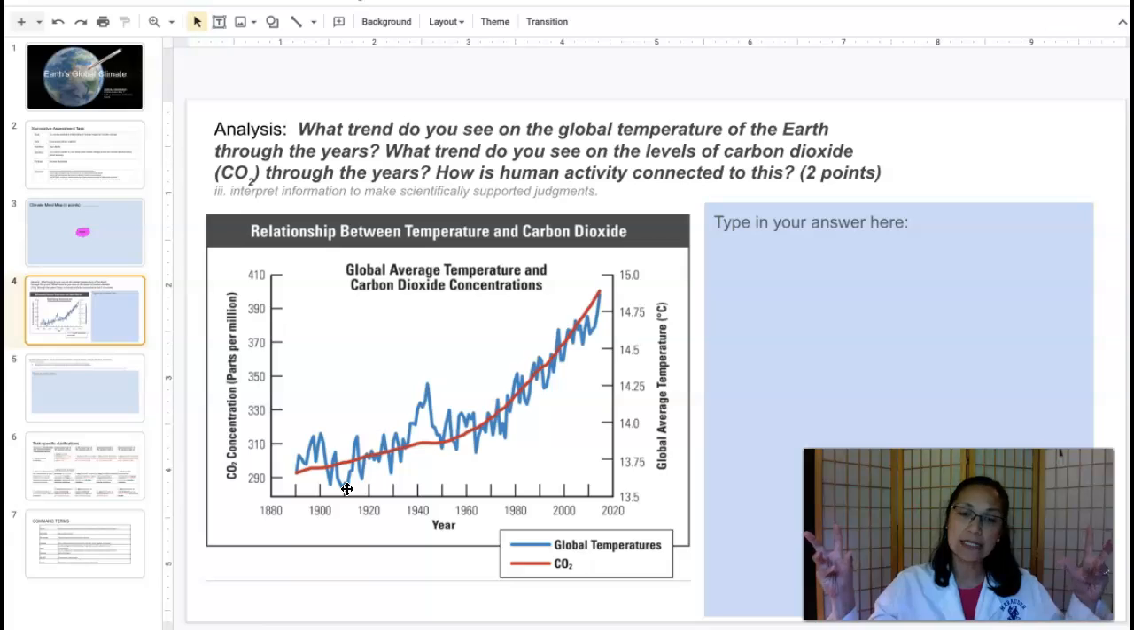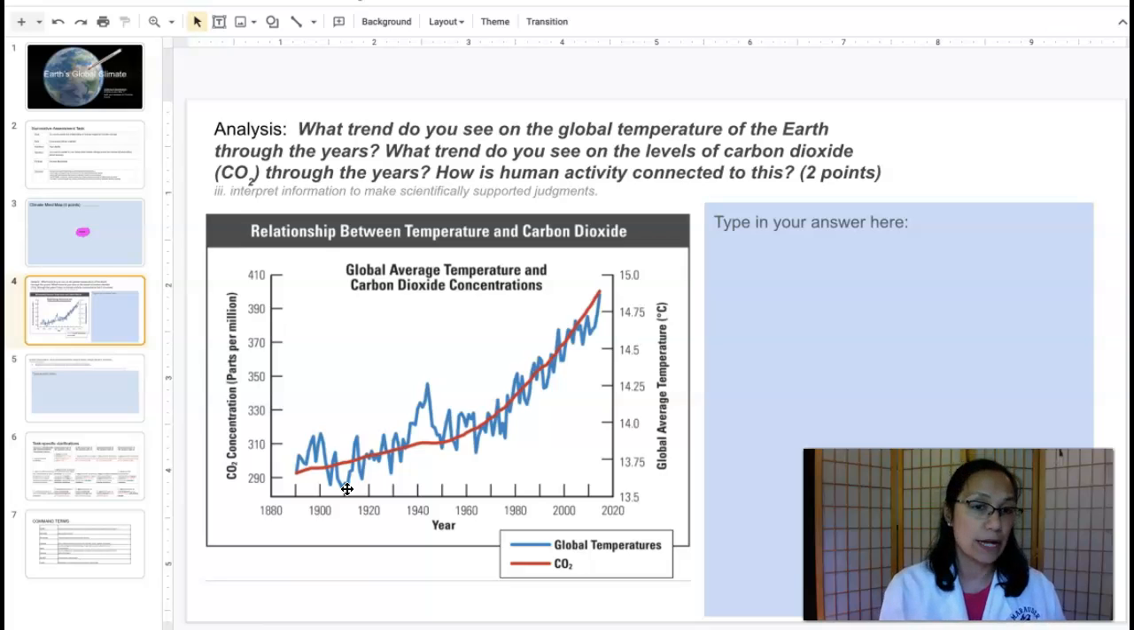After all of these things, after all of their measurements, they put it into a data table and then they create this graph. And so I want you to look at the red line and tell me what trend you see on the levels of the carbon dioxide through the years? Are the levels increasing or is it decreasing? Okay, so answer that question.